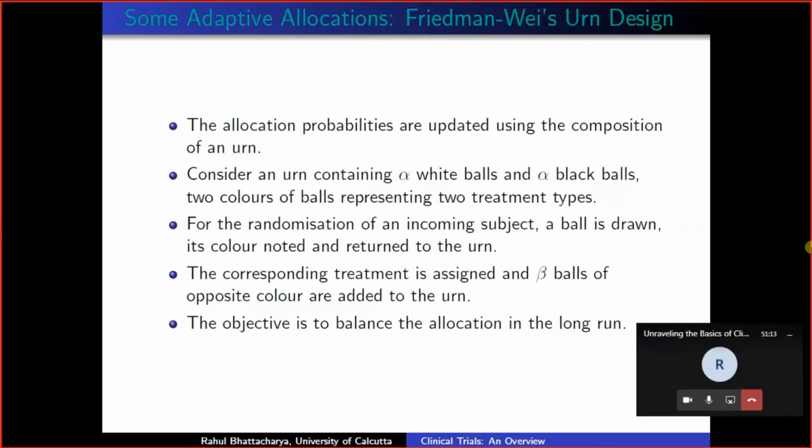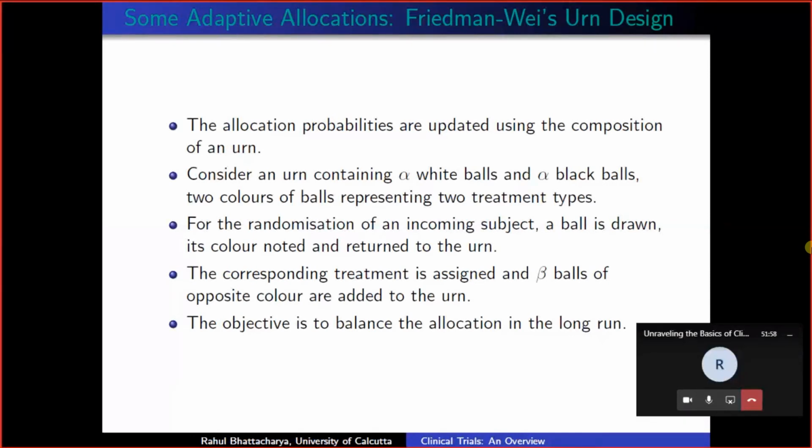First one is Friedman-Wei's urn design. Now this allocation is an urn design. There are two treatments and patients are coming to the clinician, and using some randomization device, in this case a hypothetical urn, they are assigned to treatments. How it goes: just consider an urn containing alpha white balls and alpha black balls, two colors of balls representing two treatment types. So we have two treatments, and the urn contains alpha white balls representing treatment 1 and alpha black balls representing treatment 2.